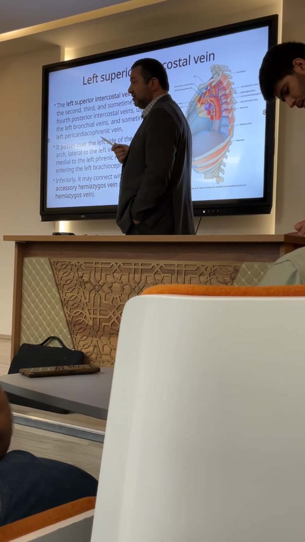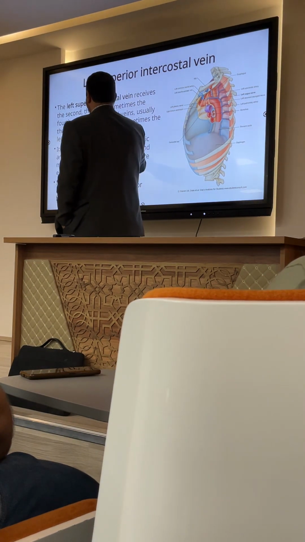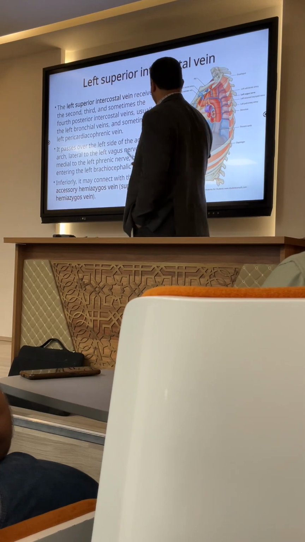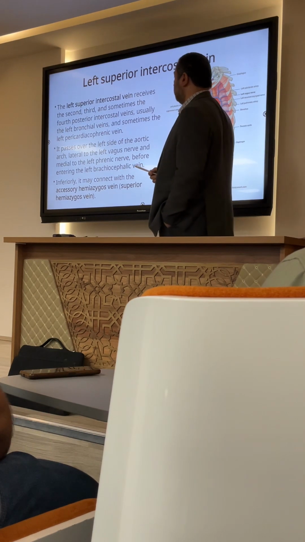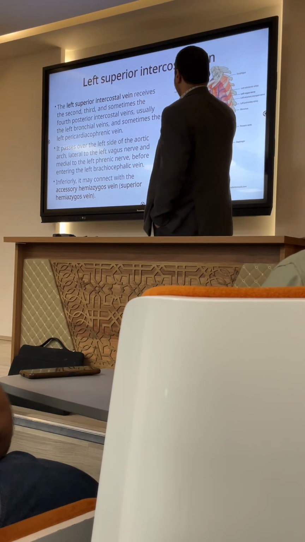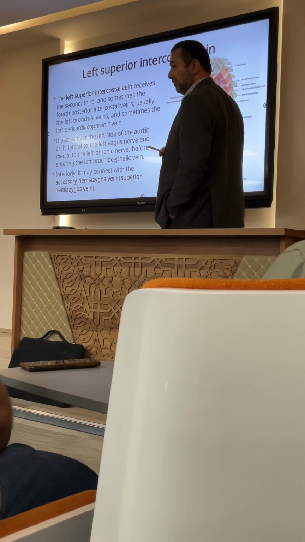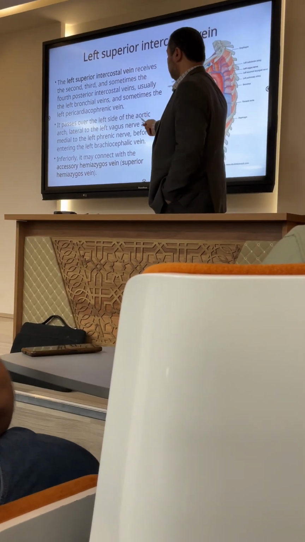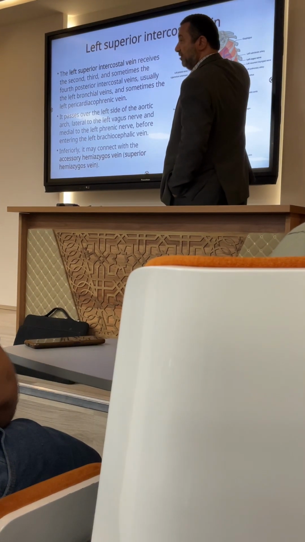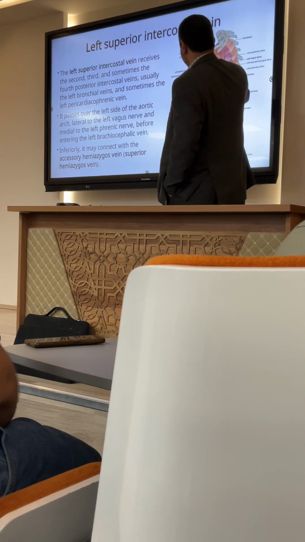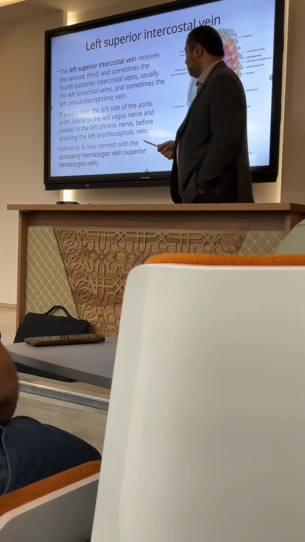Left pericardiacophrenic vein. It passes over the left side of the aortic arch. This is aortic arch. Lateral to the left vagus nerve. This is left vagus nerve. Okay? And medial to the left phrenic nerve. This is left phrenic nerve. This vein is lateral to the left vagus and medial to the left phrenic nerve.